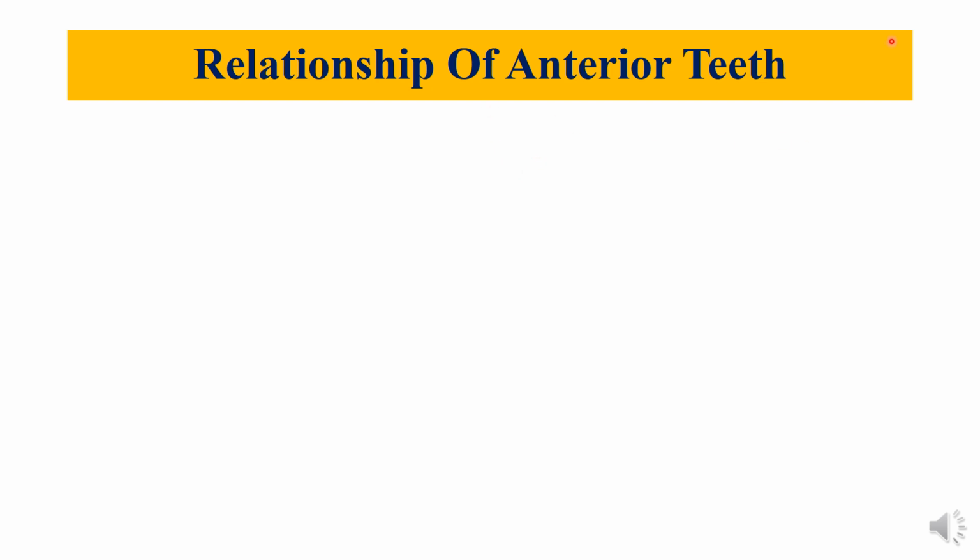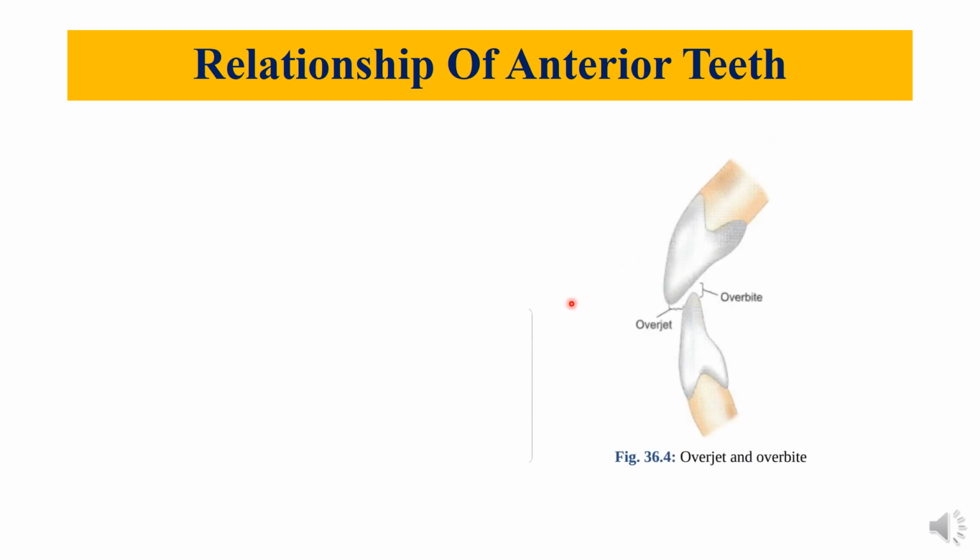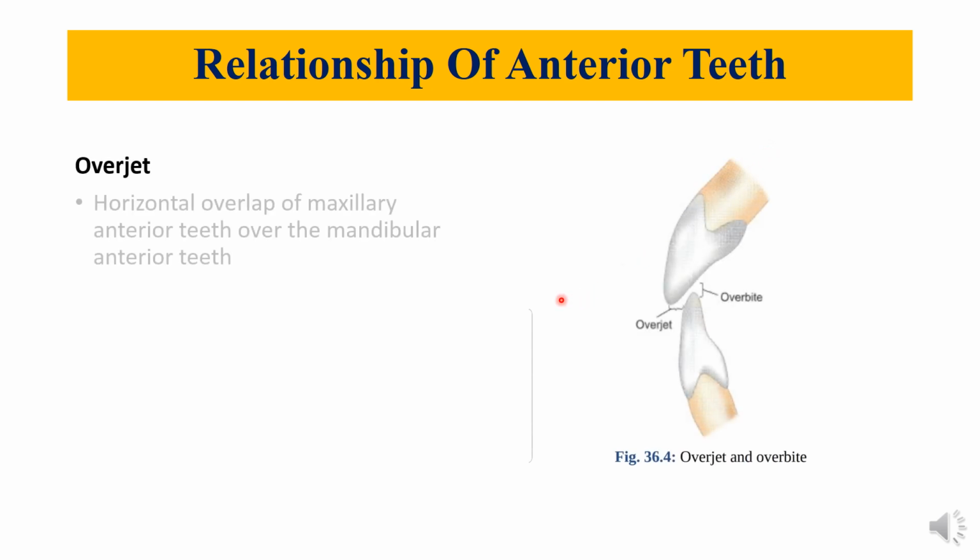Now let's see about the anterior teeth. Just now we saw about the posterior teeth. Now for anterior teeth we have the overjet and overbite, isn't it? So the first one is the overjet. Overjet means what? You can remember, like a jet. A jet will always fly how? Horizontally, isn't it? So like that you can remember, overjet means it is the horizontal overlap of the maxillary anterior teeth or the incisors over the mandibular anterior teeth. It is a horizontal overlap.